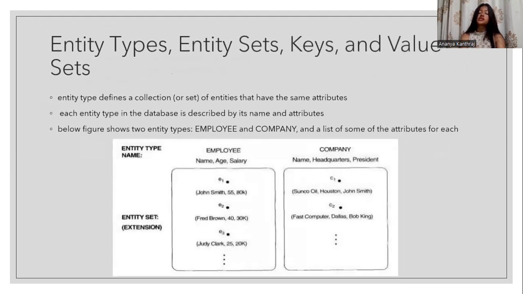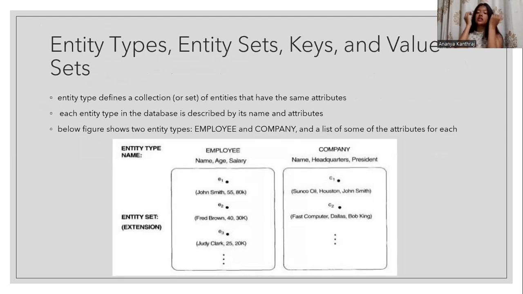So next is entity types, entity sets, key values, and sets. An entity type defines a collection or a set of entities that have the same attributes. Each entity type in a database is described by its name and attributes. The figure shows two entity types, employee and company, and a list of some of the attributes for each is as follows. Here we can see the employee has a name, age, salary, and the company has a name, headquarters, and president.